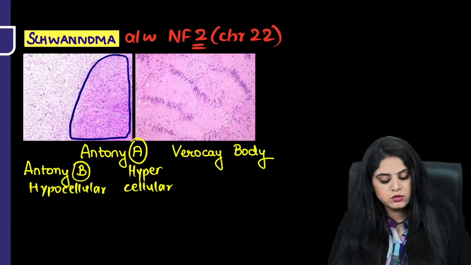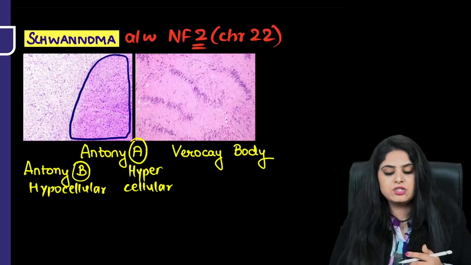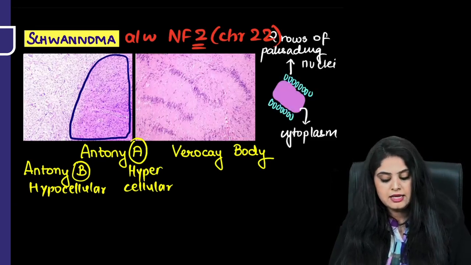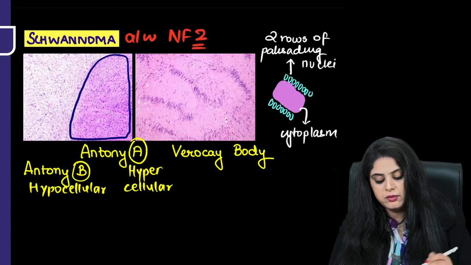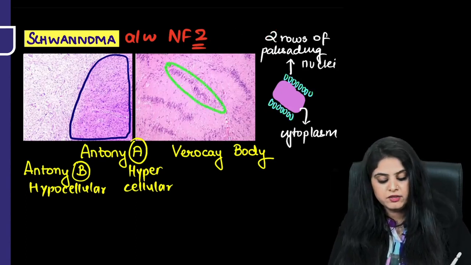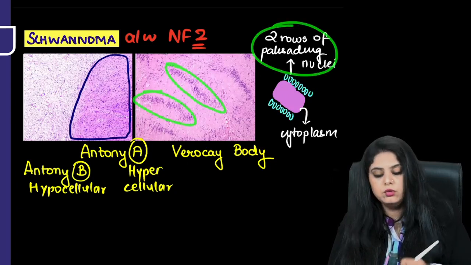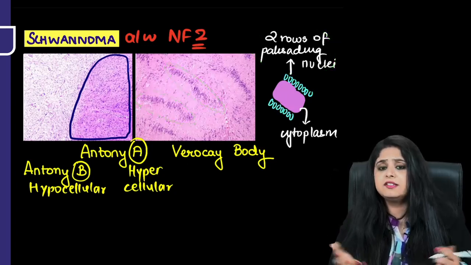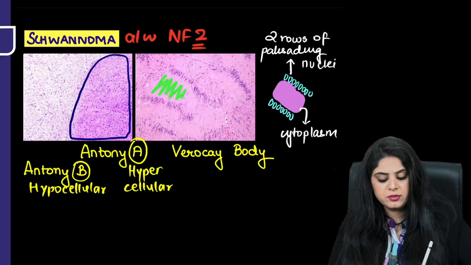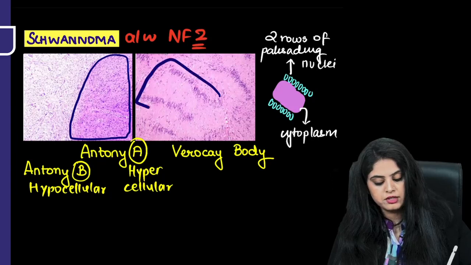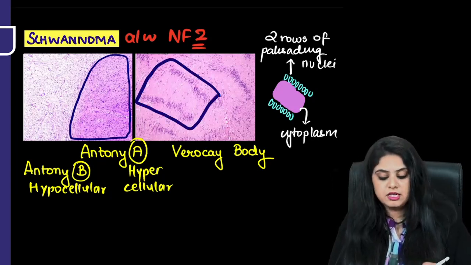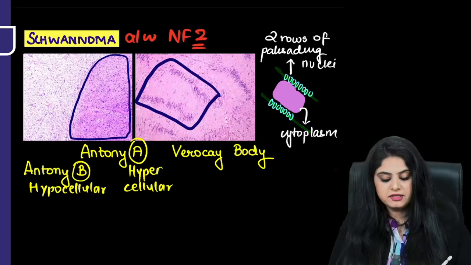Also, what you see in this tumor is the famous Verocay body. So your question is, how does a Verocay body look like? Have a look at this, guys. A Verocay body is going to show you 2 rows of nuclei. 1 row of nuclei over here, 1 row of nuclei over here. So 2 rows of palisading nuclei, and where will the cytoplasm go? All the cytoplasm will be in the center like this. So this entire thing mentioned over here becomes a Verocay body, repeating 2 rows of palisading nuclei with cytoplasm.